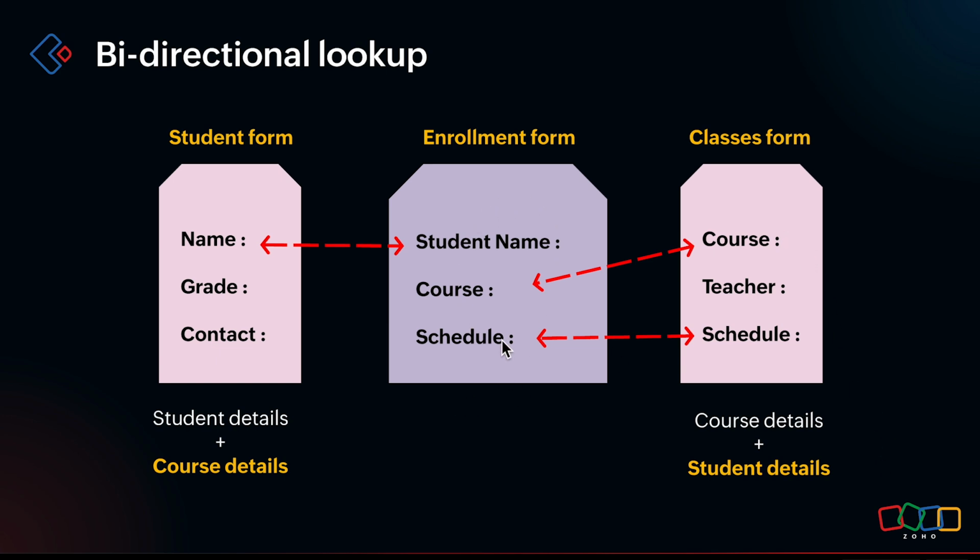Whenever this enrollment form submission happens, whenever a student is trying to enroll into a course, mutual updates will happen in the student form and in the classes form. So this is how data transfer is done in a two-way manner when you are using a bidirectional lookup.